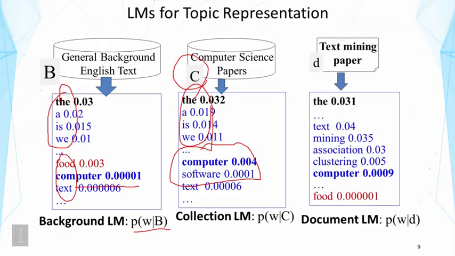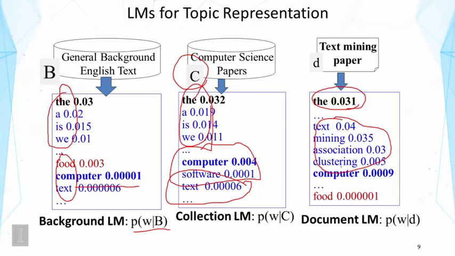We can look at even a smaller text. So in this case, let's look at the text mining paper. Now if we do the same, we have another distribution. Again, the can be expected to occur on the top, but soon we will see text, mining, association, clustering. These words have relatively high probabilities. In contrast, in this distribution, text has a relatively small probability.